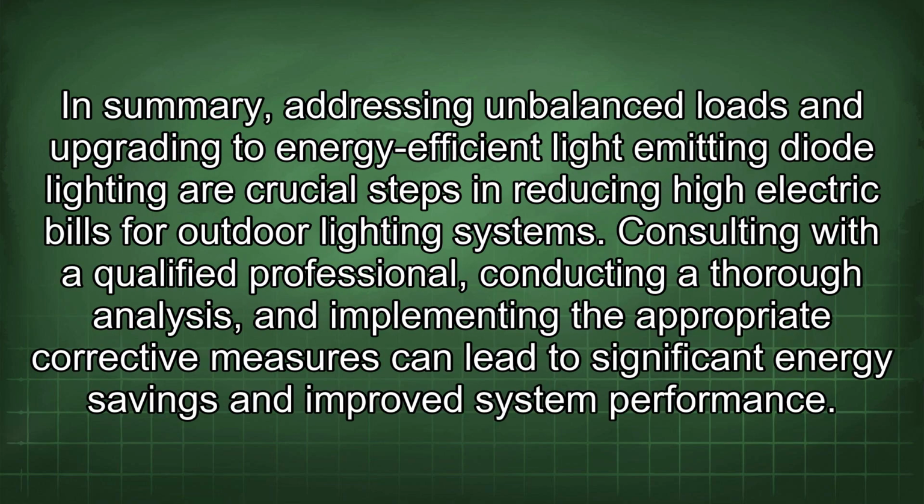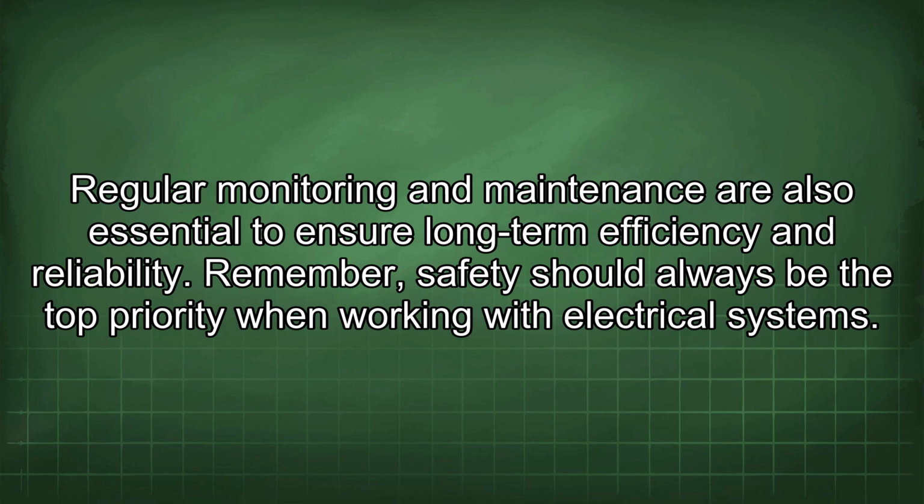In summary, addressing unbalanced loads and upgrading to energy-efficient light-emitting diode lighting are crucial steps in reducing high electric bills for outdoor lighting systems. Consulting with a qualified professional, conducting a thorough analysis, and implementing the appropriate corrective measures can lead to significant energy savings and improved system performance. Regular monitoring and maintenance are also essential to ensure long-term efficiency and reliability. Remember, safety should always be the top priority when working with electrical systems.